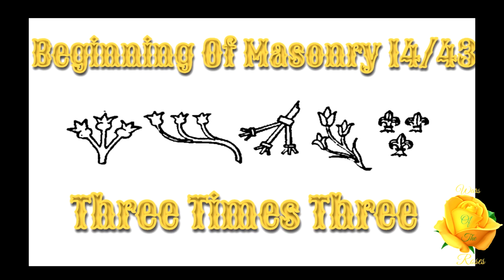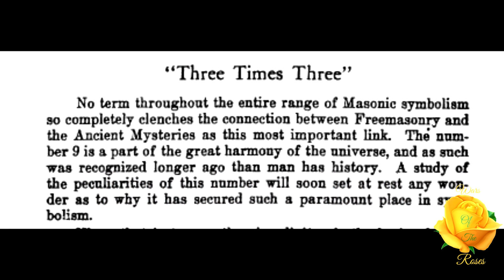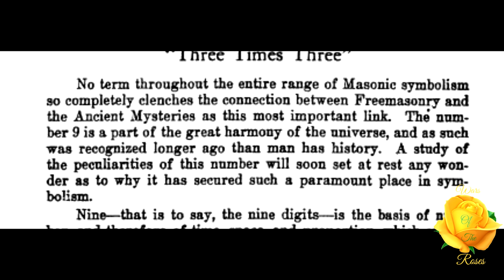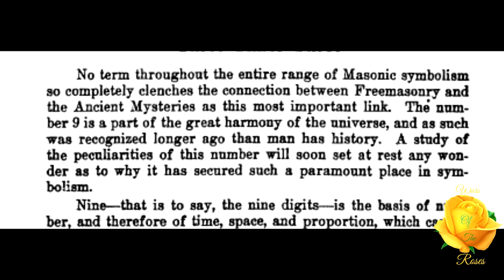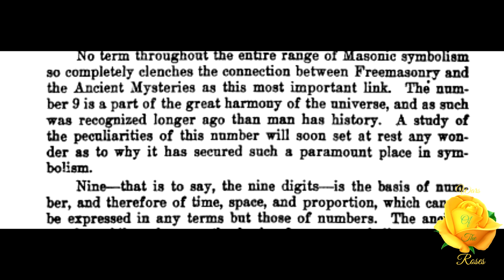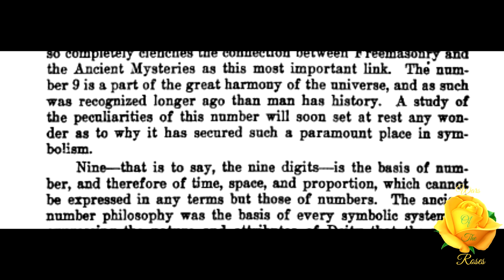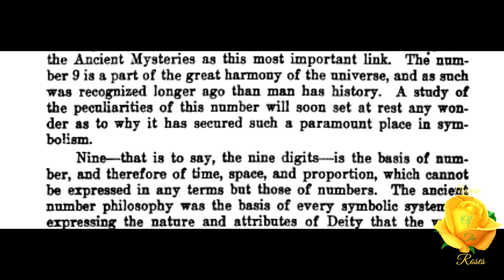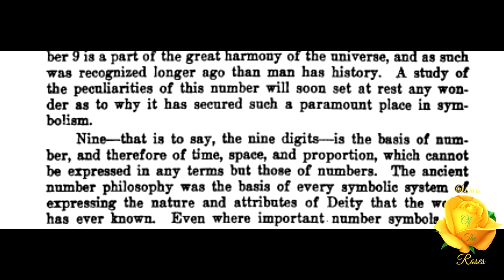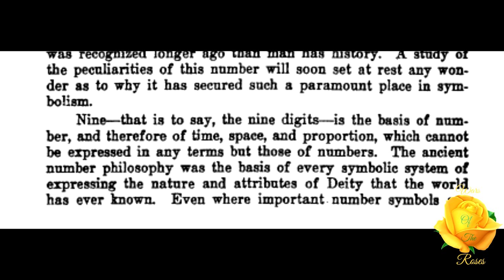Frank C. Higgins. 3 times 3. No term throughout the entire range of Masonic symbolisms so completely clinches the connection between Freemasonry and the ancient mysteries as this most important link. The number 9 is a part of the great harmony of the universe, and as such was recognized longer ago than man has history. A study of the peculiarities of this number will soon set at rest any wonder as to why it has secured such a paramount place in symbolism.